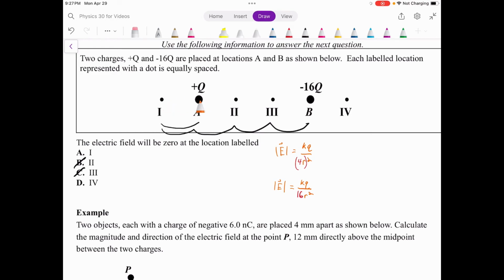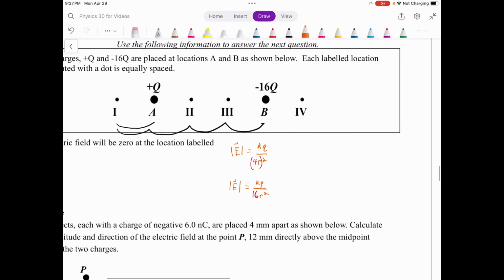Because yes, this charge is 16 times larger. And that on its own would make the electric field 16 times stronger, right? If that were the only difference here, we would be multiplying the charge by 16, and charge is in the numerator of this equation, so that would make the electric field 16 times stronger. But that's not the only difference. It's also 4 times further away. So those 2 effects would cancel each other out.